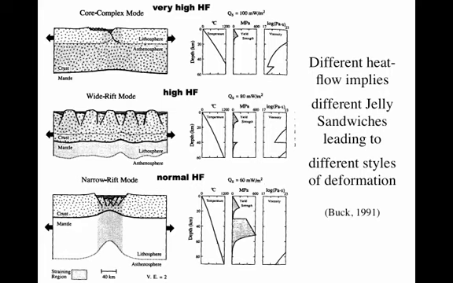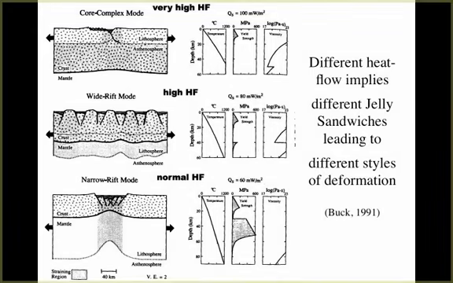Now, different heat flow implies different jelly sandwiches that leads to different styles of deformation. In a core complex, where heat flow is very high, here 100 milliwatts per meter squared, all of the strength in the lithosphere is in the uppermost crust. In a wider rift, perhaps like the Basin and Range, still high heat flow, but less than a core complex, we see there's still strength in the upper crust, but we also see a strong upper mantle.